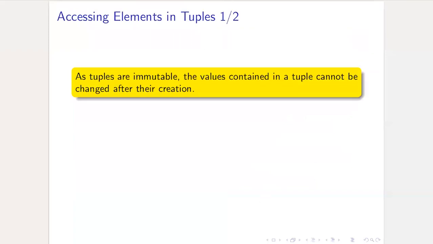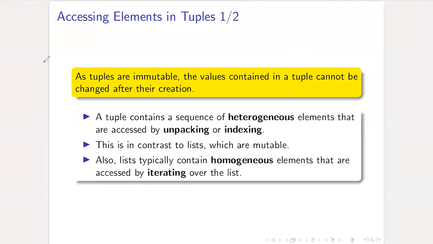Moving forward, let's look at the accessing of elements within a tuple. Tuples are immutable, okay? That means after creating a tuple, you cannot change its values. So this is quite different from, say, for example, the list. After creating the list, we can change it.